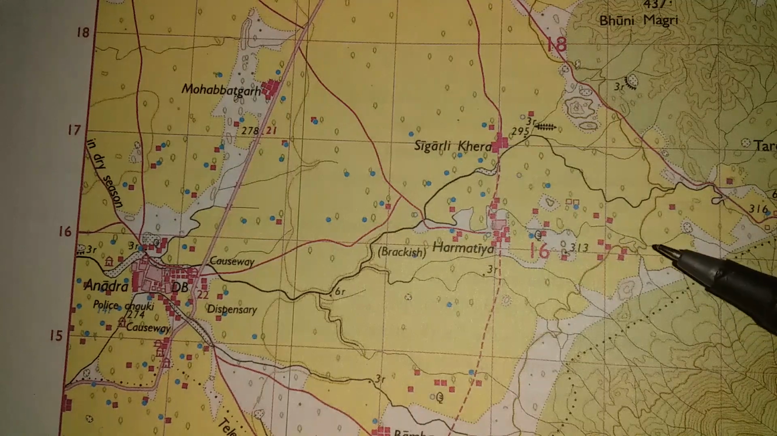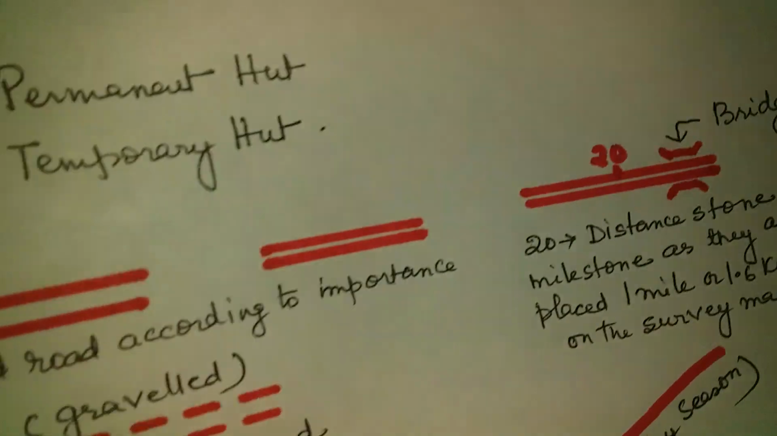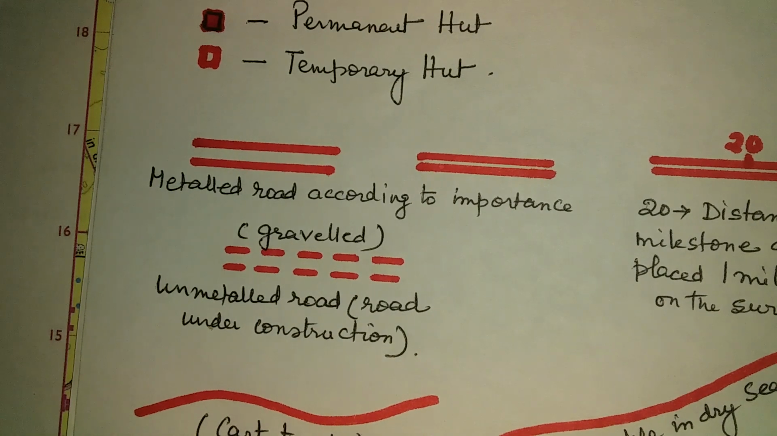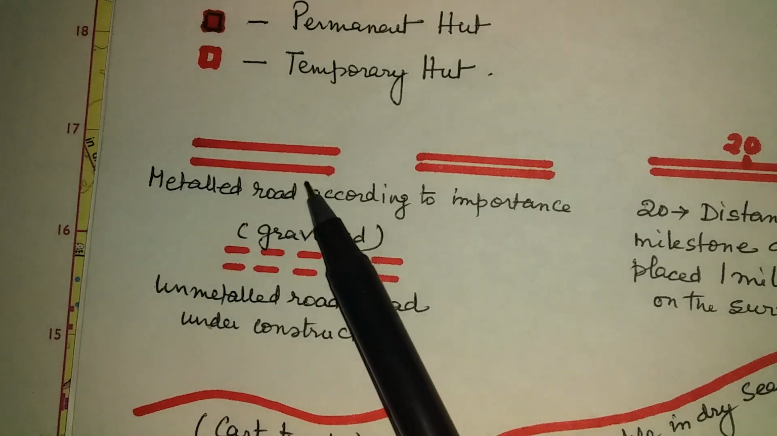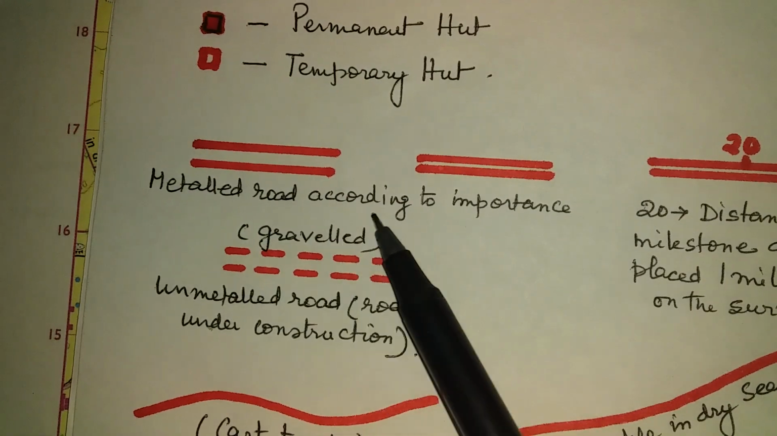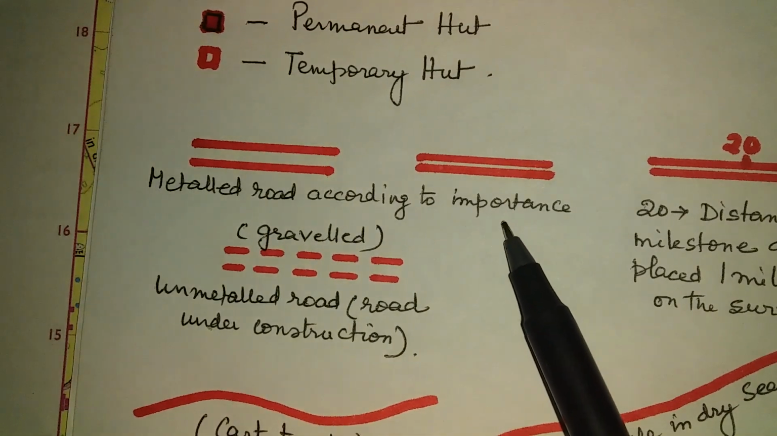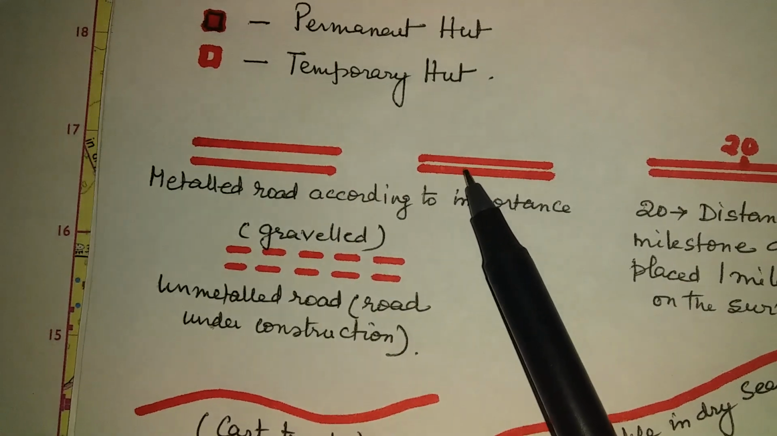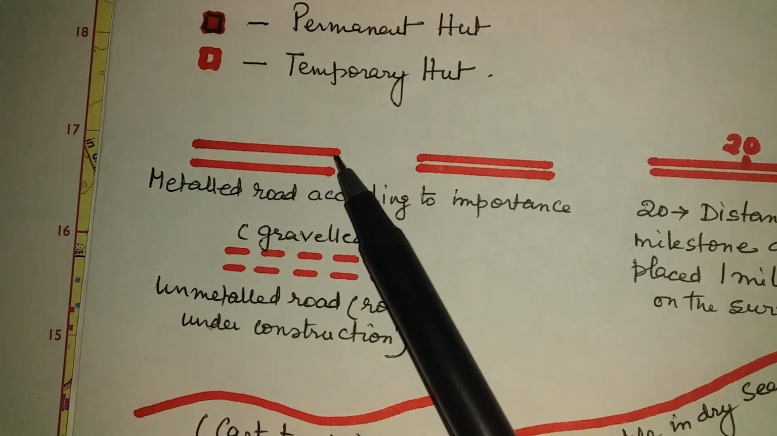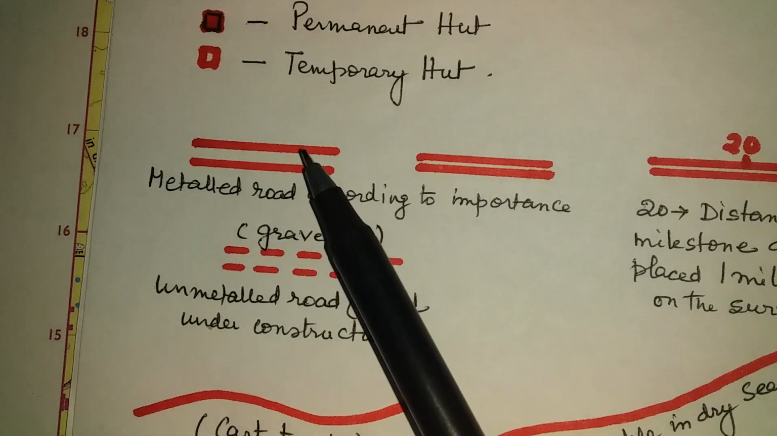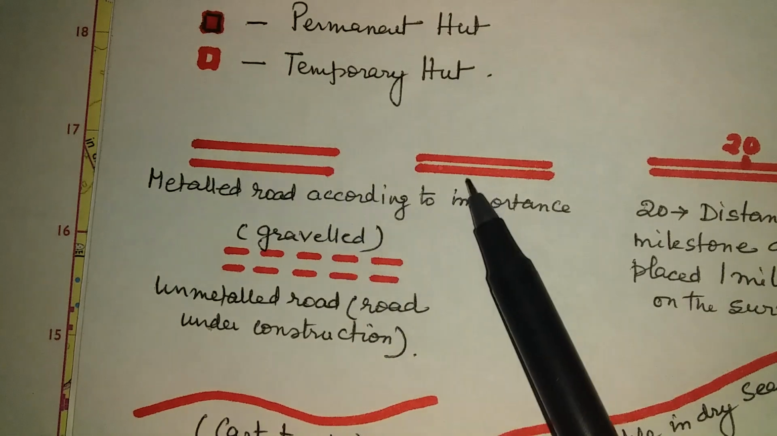Now we come to the different types of roads. First, let us take the metal road. Two red lines. Metal road according to importance. That means if we compare this metal road with this metal road, you can see this is wider and this is narrowly spaced. So therefore this road is more important than this road.